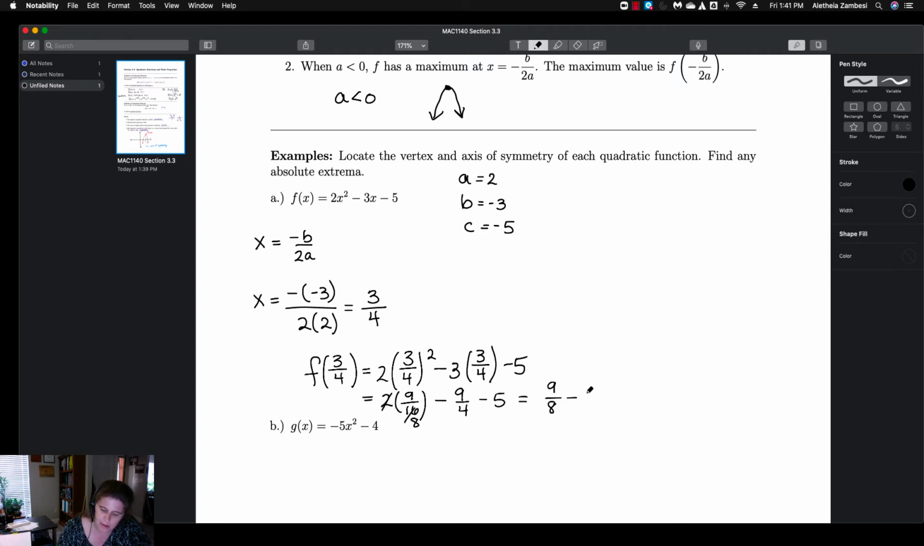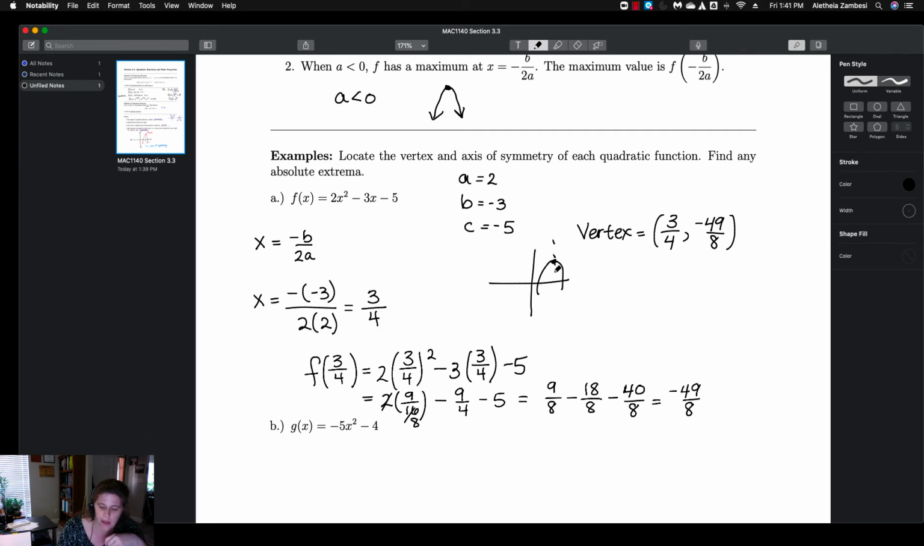minus, I'm going to put this in eighths, 18 over 8. And here I have, in eighths, we have 40 over 8. So 9 minus 18 gives me negative 9 minus 40 gives me negative 49 over 8 for my y. So my vertex is equal to 3/4, negative 49 over 8.